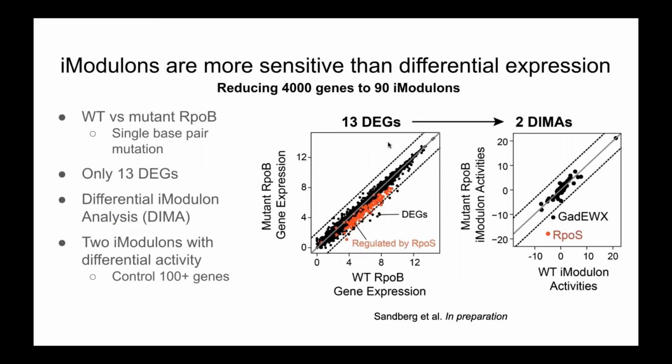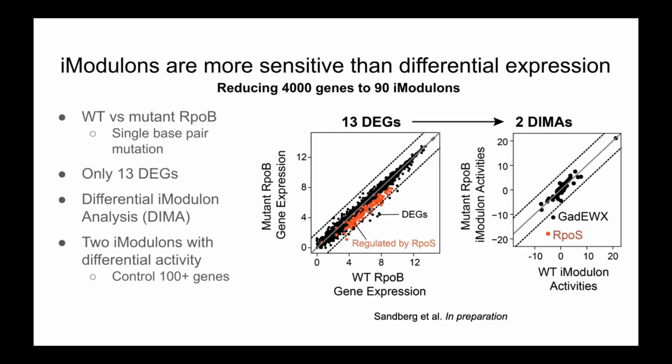So we can also use iModulons in place of differential expression analysis. And this reduces our analysis from looking at 4,000 different genes to just 90 iModulons. So this is another example of a mutant rpoB strain. These 2 strains only differ by a single mutation in rpoB. And we did expression profiling of these 2 strains and found that there were only 13 genes that were differentially expressed. However, I've also marked on here, all the genes in red are part of the RpoS iModulon.